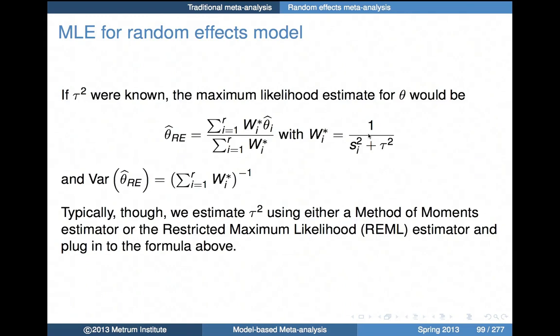The problem though is that we never really know tau squared, so we need to estimate it, and there are a number of different ways to do that. Probably the most popular, or at least the one used historically the most, is a method of moments estimator attributed to DerSimonian and Laird, which we'll talk about in a minute. More recently, you see people more often using some sort of maximum likelihood or restricted maximum likelihood estimator. The basic idea is you use those approaches to get your estimate of the between study variance tau squared, and then you plug it into the maximum likelihood estimator for your overall random effects estimator.